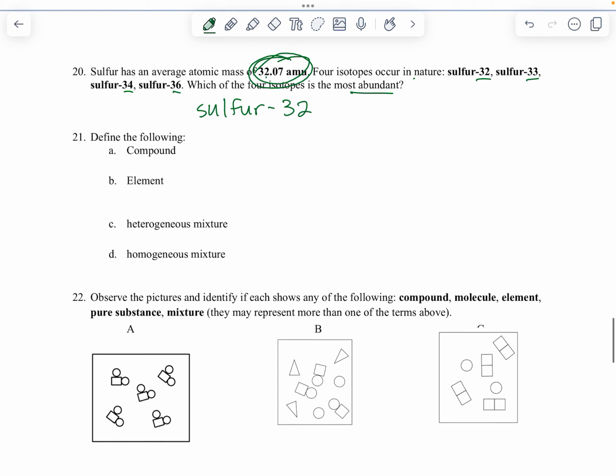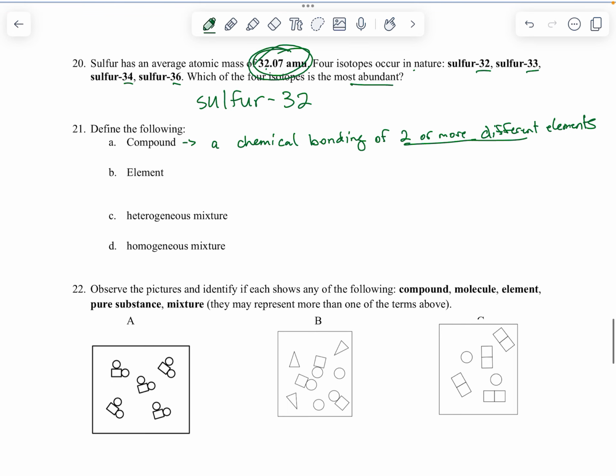Again, this is just a little bit of review. A compound is a chemical bonding of 2 or more different elements. Right? A chemical bonding of 2 or more different elements. Think of it like a compound sentence where you have two parts of the sentence that create one thing, right?